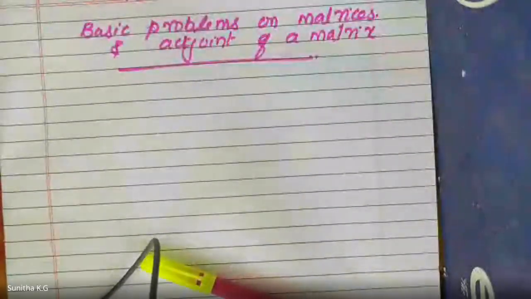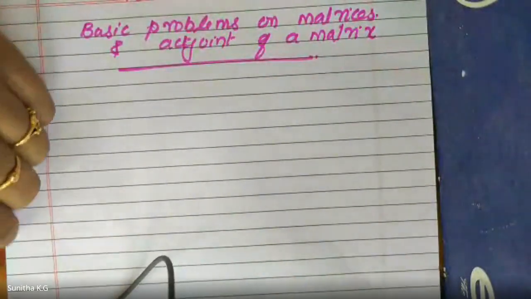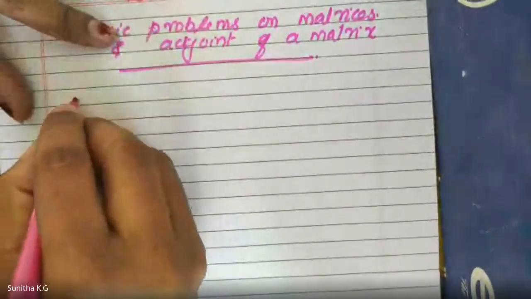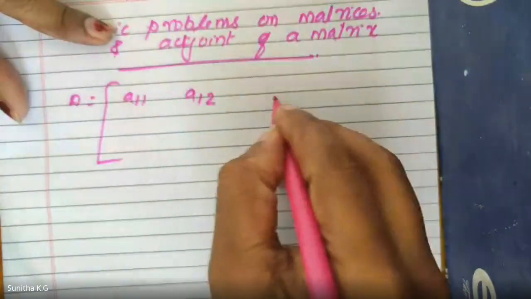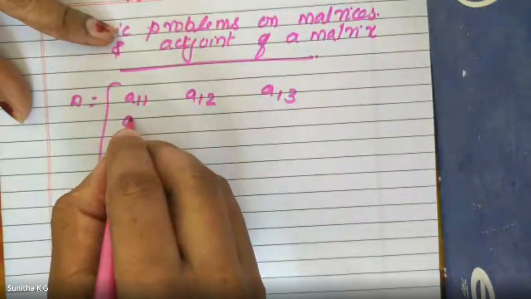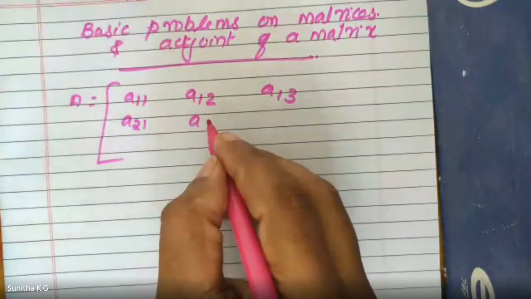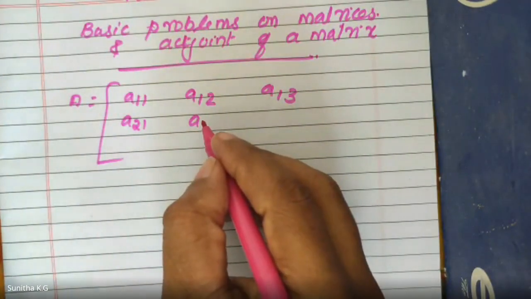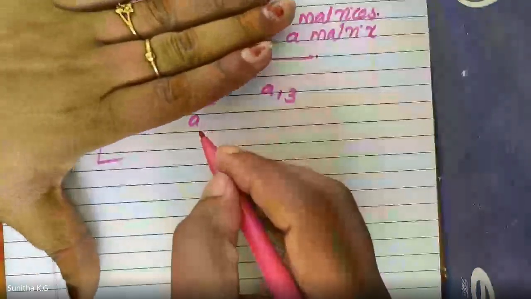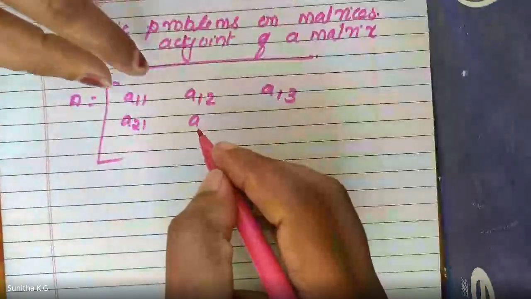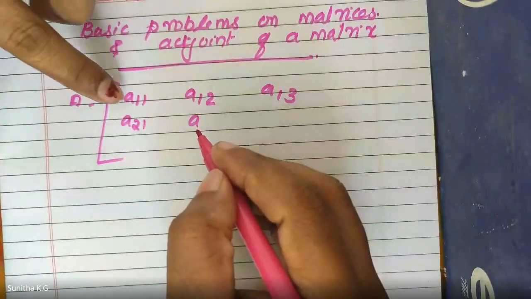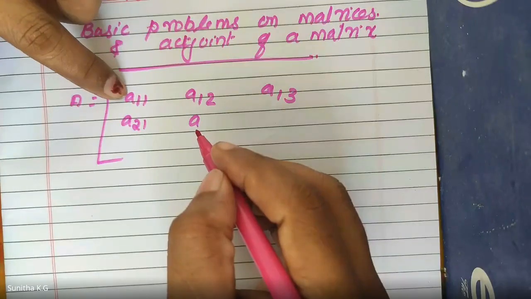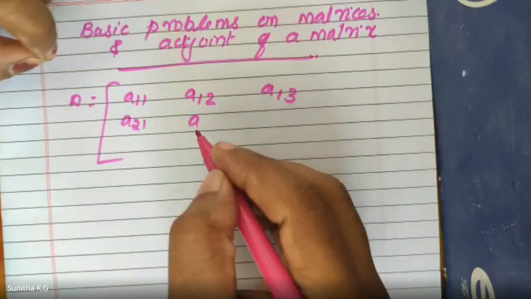If we represent a matrix in general form, we can write it as a 3 by 3 matrix. Then we write A11, A12, A13, A21. What does A11 represent? The numbers in a matrix are called the elements of the matrix. A11 is the element that lies in the first row, first column. Am I right?